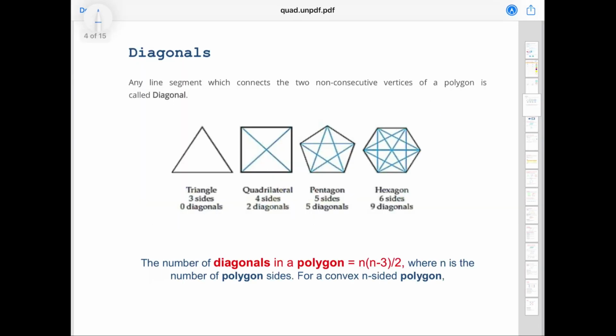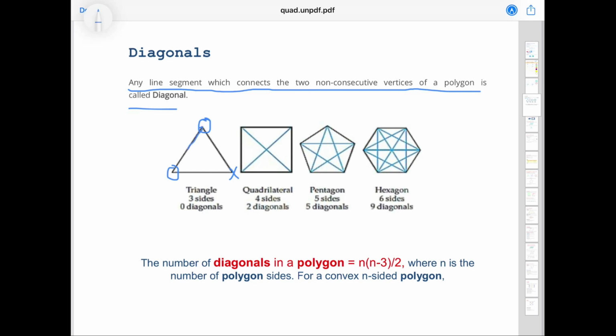The next one is diagonals. Now, all closed figures have diagonals also. So let's see what a diagonal is. Any line segment which connects two non-consecutive vertices of a polygon is called a diagonal. Two non-consecutive means this is your first vertex, this is your second vertex. You don't have to take the second one, you will take the third one.